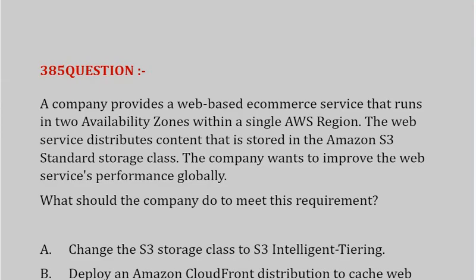Question is, a company provides a web-based e-commerce service that runs in two availability zones within a single AWS region. The web service distributes content that is stored in the Amazon S3 standard storage class. The company wants to improve the web service's performance globally. What should the company do to meet this requirement?